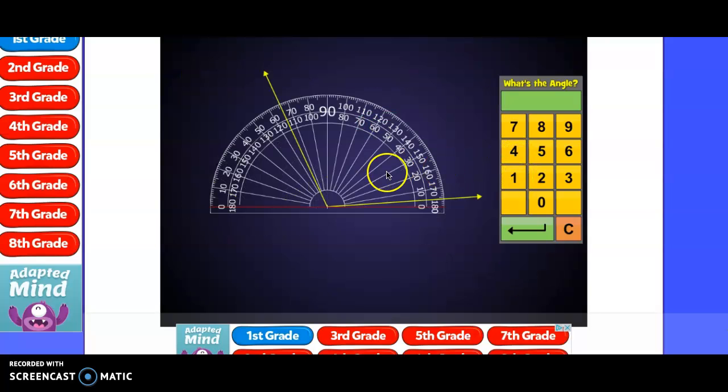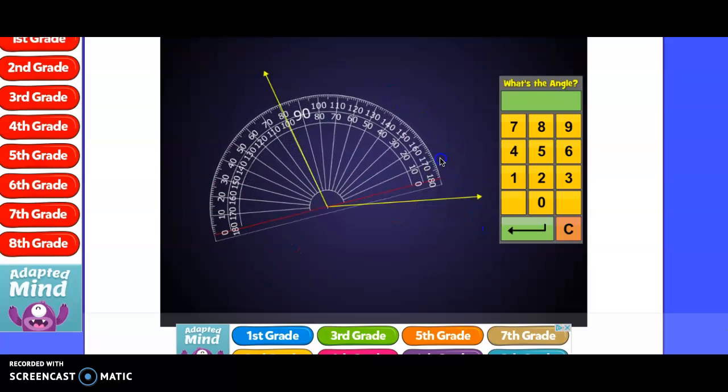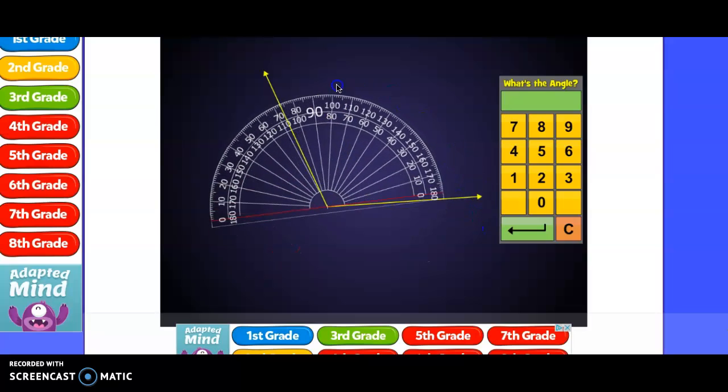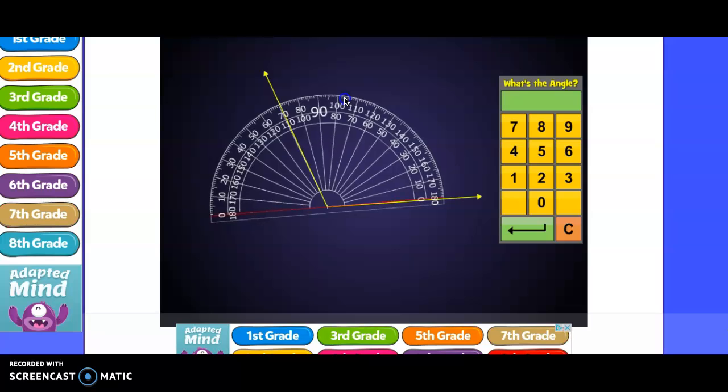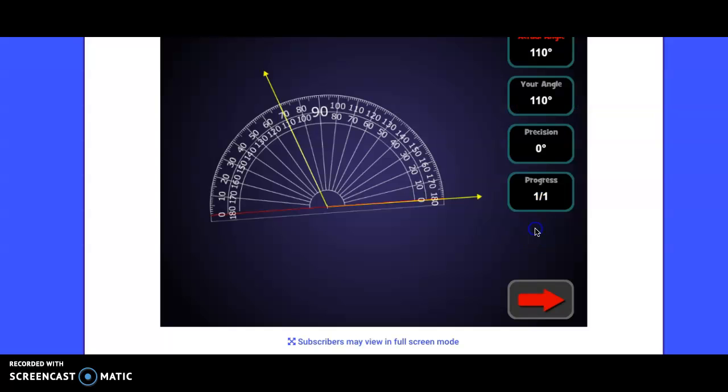So you're going to start, and you're going to click the outside, and then this will move it. You might have to move the outside, but we set that on the side. You go 0, 10, 20, 30, 40, 50, 60, 70, 80, 90, 100, 110 degrees. So you type in 110 degrees, you press check. Oops, not clear, check. And you've got it correct.